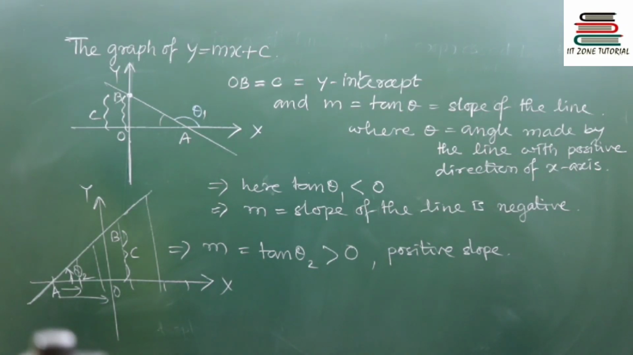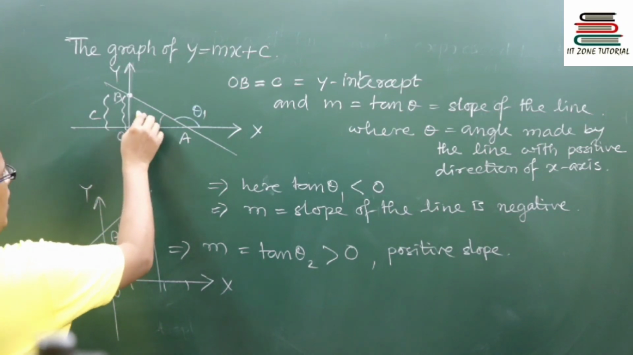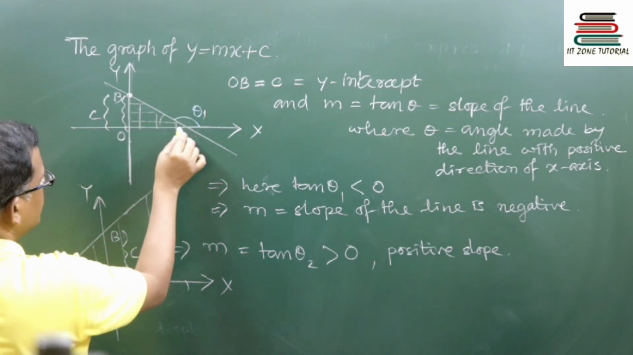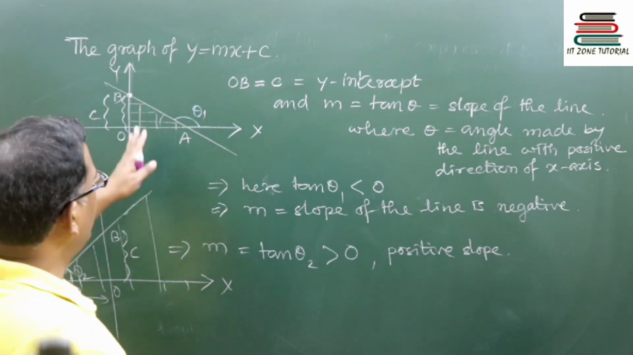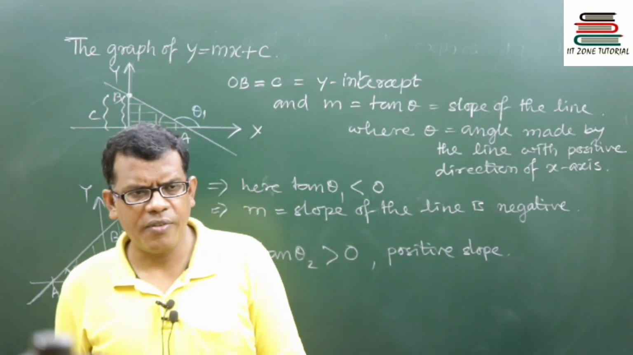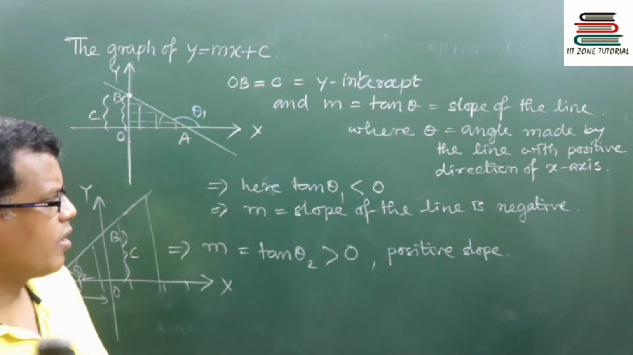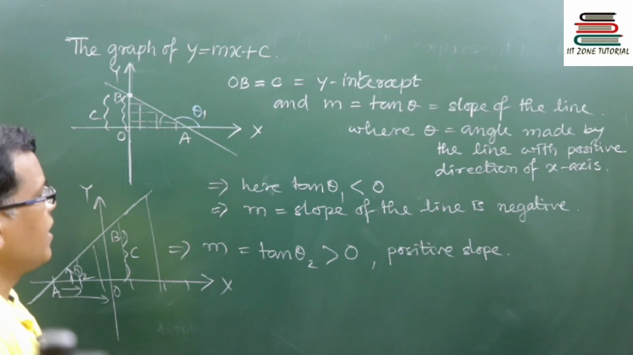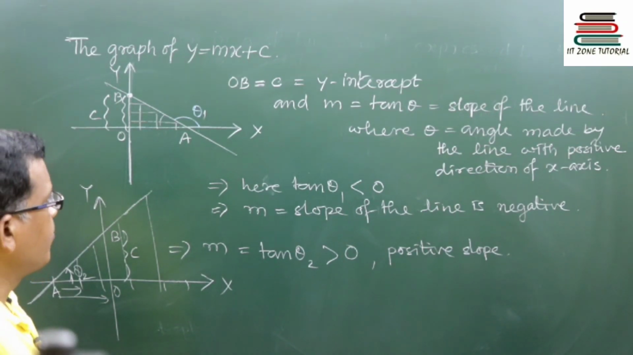Whenever y decreases as x increases, like the previous one, the corresponding y decreases. That's why whenever the slope is negative, it is known as a decreasing function, and wherever the slope is positive, it represents an increasing function. Are you getting me?